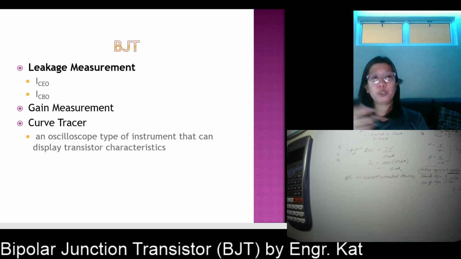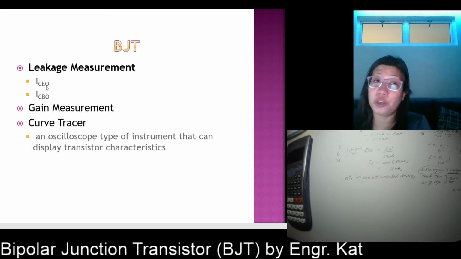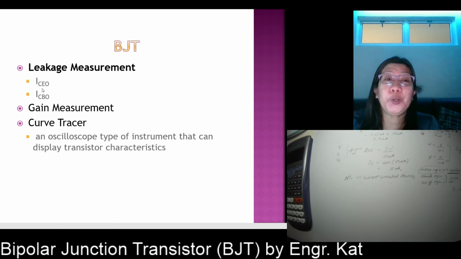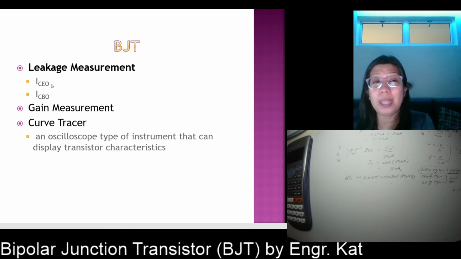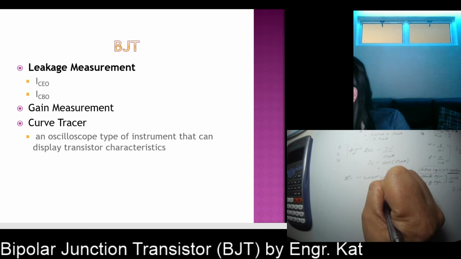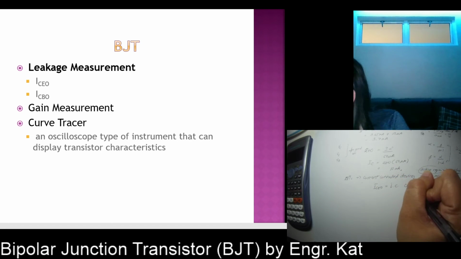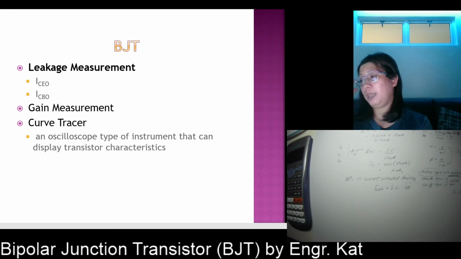So leakage measurement, we have two types of leakage current. We have already mentioned the ICEO earlier. ICEO stands for the collector to emitter current when the base is open. So ICEO is the leakage current in a common emitter configuration.